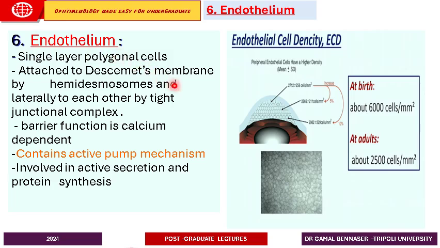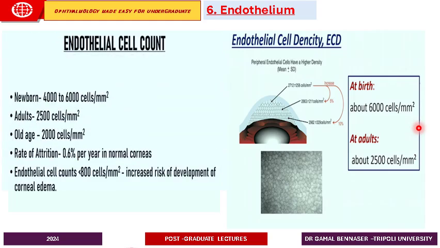At birth, we are born with around 6,000 cells, and there is an annual decay rate of around 0.6%, so that at old age we reach up to 2,000 cells per square millimeter, and a minimum of 800 cells per square millimeter is needed to keep the corneal deturgescence and prevent corneal edema.